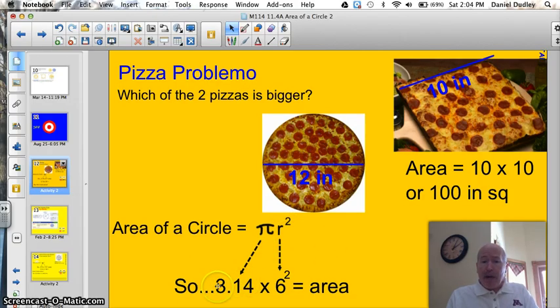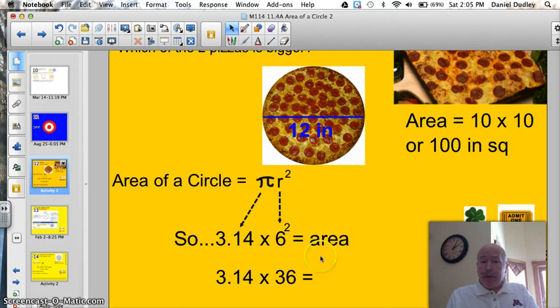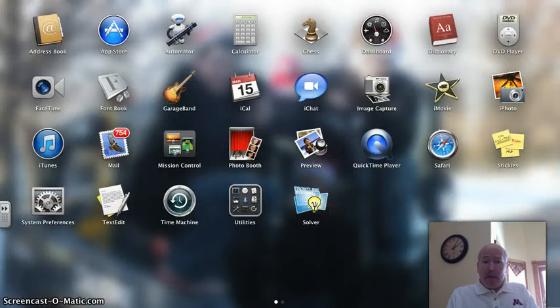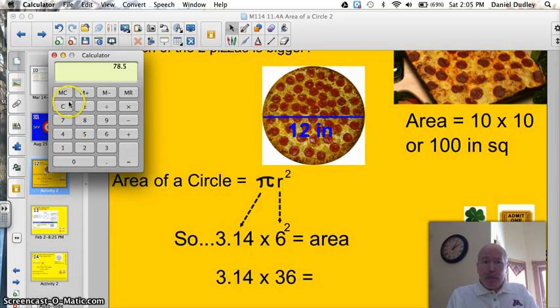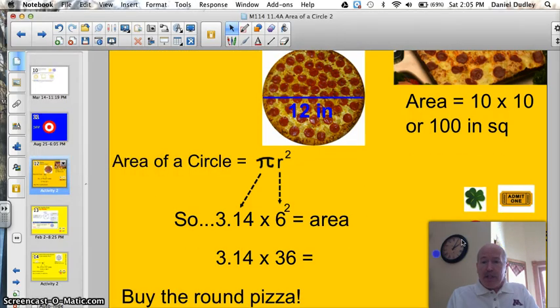So if I take pi r squared, pi is 3.14, that's what we're going to use, times the radius, which is 6, and I square that number. Now I've got 3.14 times 36. Let me grab my calculator here real quick. I put that in, 3.14 times 36, and I get 113.04 inches squared. So let me grab my answer here and slide it out.